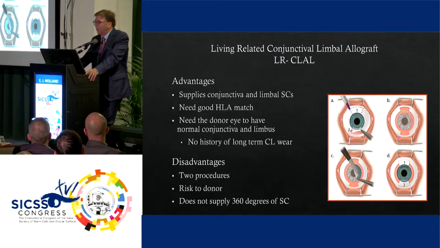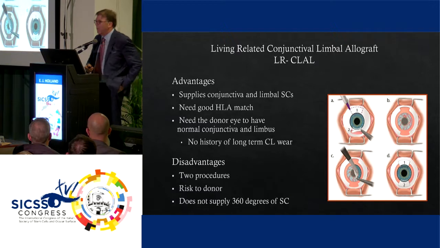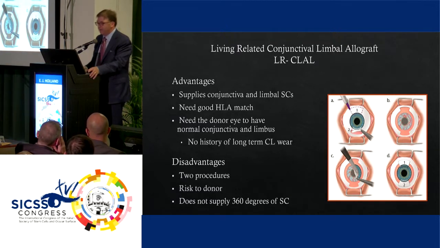But a procedure we actually are doing more of now than we did originally is living-related conjunctival limbal allograft. The advantage to this technique is we get conjunctiva in addition to limbal stem cells. We can HLA match the donors and potentially get excellent matches, which reduces rejection. We need the donor to have no severe or significant ocular history, so no long-term contact lens wear, no previous history of conjunctival surgery. Now, the disadvantage is that you have to find the right donor and obviously convince the donor.